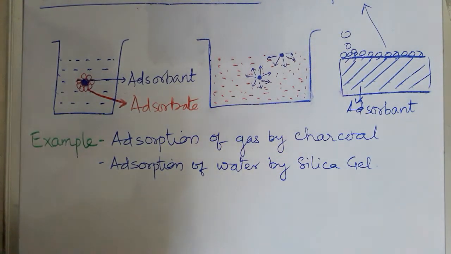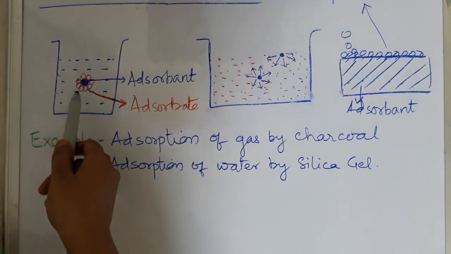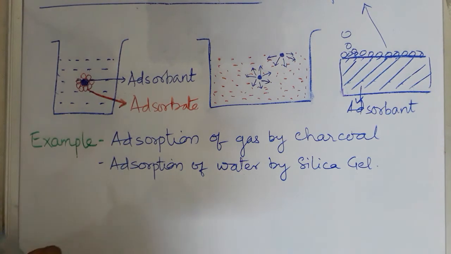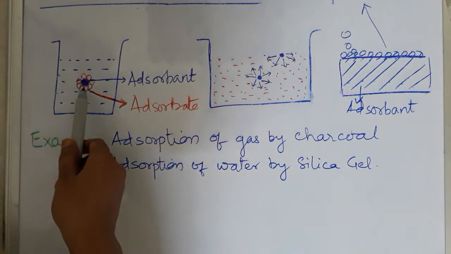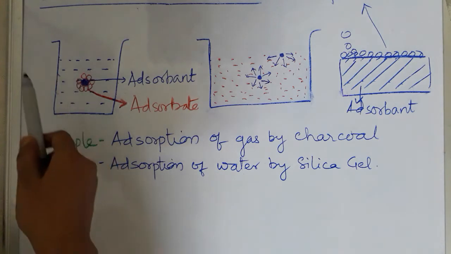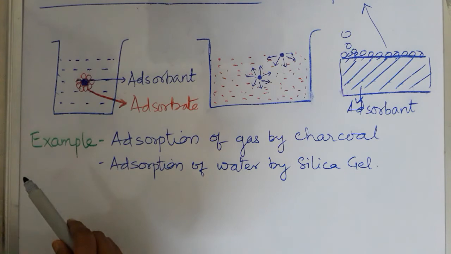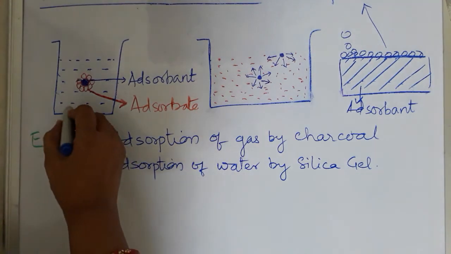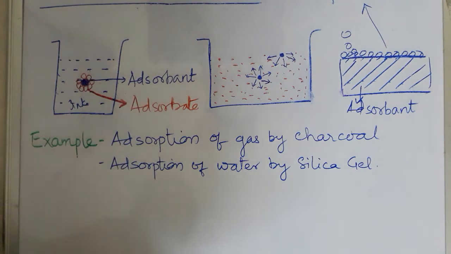Now let us take some examples. As I said, if you put a charcoal piece in a colored dye like ink, charcoal adsorbs the color components of the ink. So charcoal is acting as the adsorbent, whereas the dye or the ink particles are acting as the adsorbate.